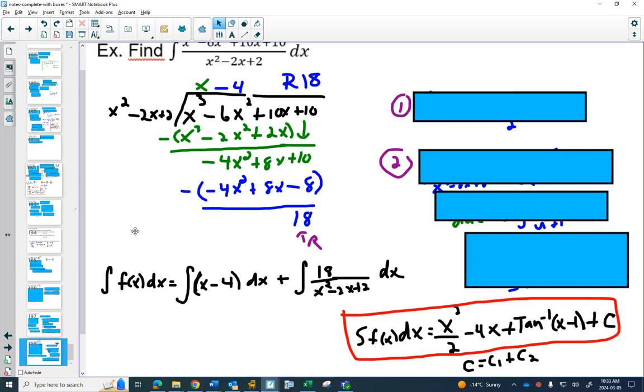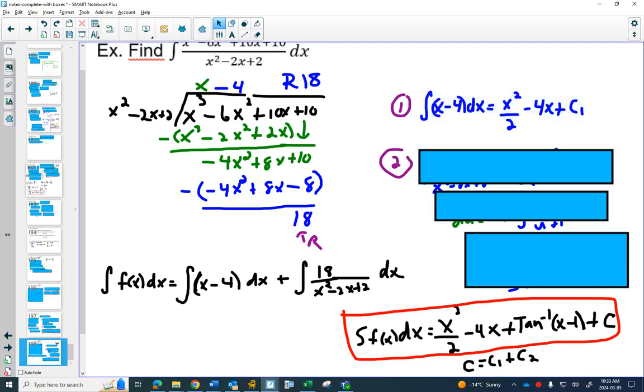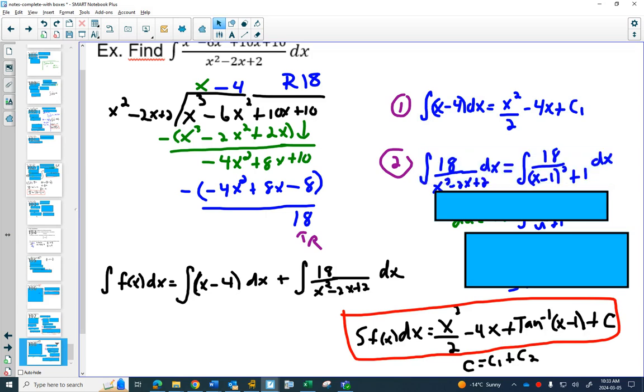And this x squared minus 2x plus 2, and this part is easy. But the x squared minus 2x plus 2, we're going to have to use that completing the square technique. And then you can make u x minus 1. So this will be a tan inverse.